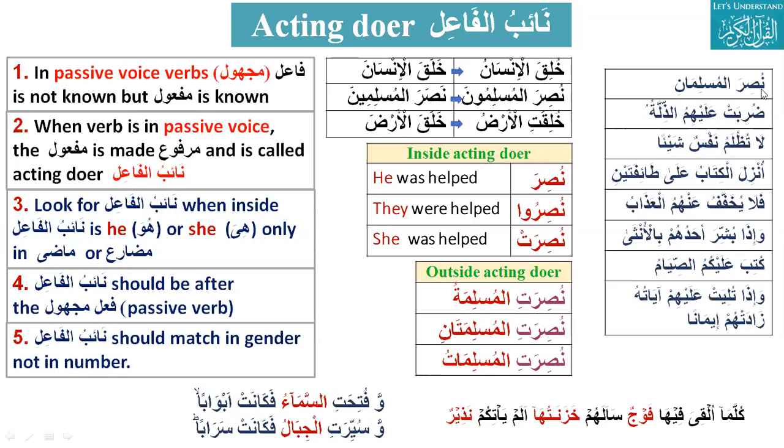So let's go to Arshad Bhai. On the right side, first example: nusira al-muslimani. Here the passive verb is what? Nusira. Yes. And what is the naibul fa'il? Muslimani, meaning two Muslims. Okay, what is the translation? Two Muslims were helped. Nusira, this is madi. Yes. Thank you, Arshad Bhai.